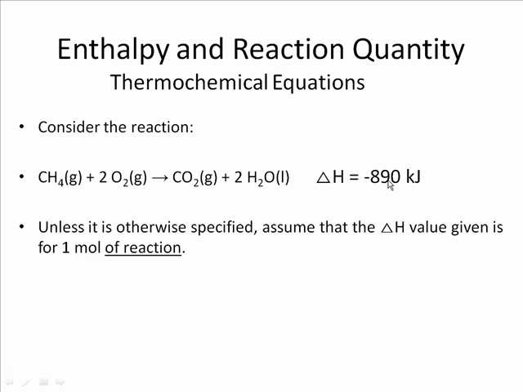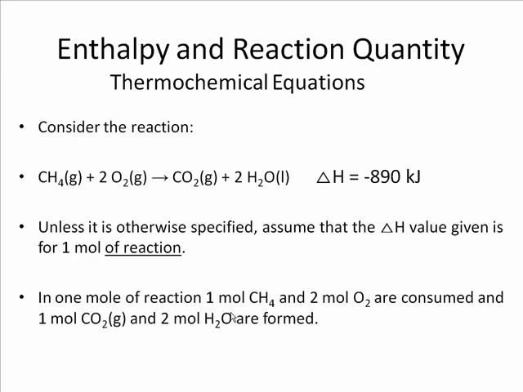Enthalpy changes within systems are actually extensive quantities. It really matters on the amount that reacts. Unless it's otherwise specified, you can assume that the delta H term is for 1 mole of reaction. In 1 mole of reaction, 1 mole of CH4 is used, 2 moles of O2 are used, 1 mole of CO2 is formed, 2 moles of H2O are formed. Those are just coming from the coefficients within that balanced chemical equation.